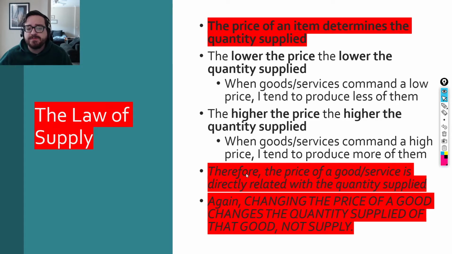So the law of supply is that the price of a good or service is directly, positively related with the quantity supplied. Price goes up, quantity supplied goes up. Price goes down, quantity supplied goes down. Again, changing the price of a good changes the quantity supplied of the good, not the supply.